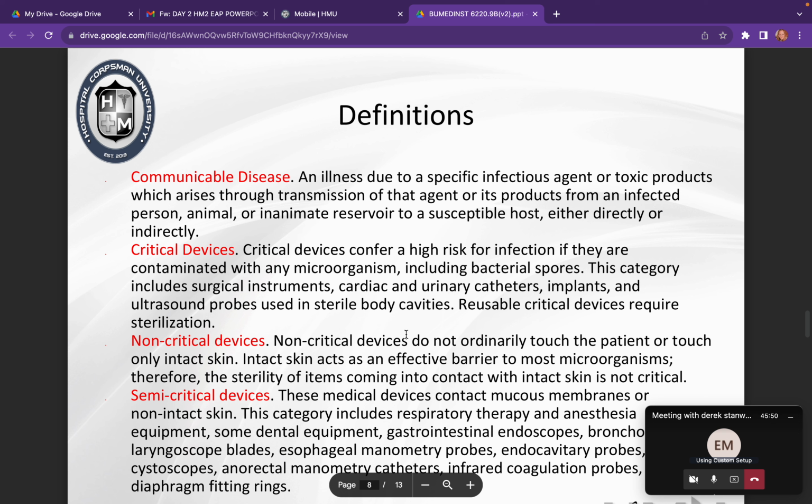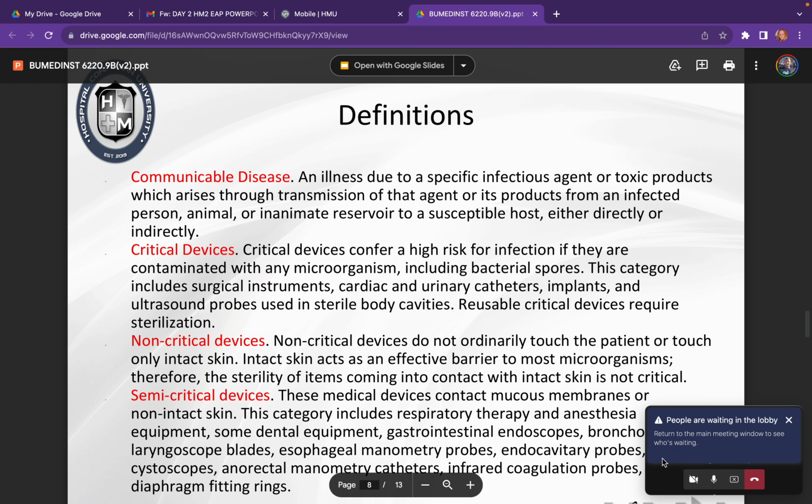Non-critical devices are something that is not touching the mucous membranes or puncturing the mucous membranes, right? It's just basically touching the surface. So there's going to be your lead vests, your blood pressure cuffs, the x-ray rings, anything that is not really inside the body, right?